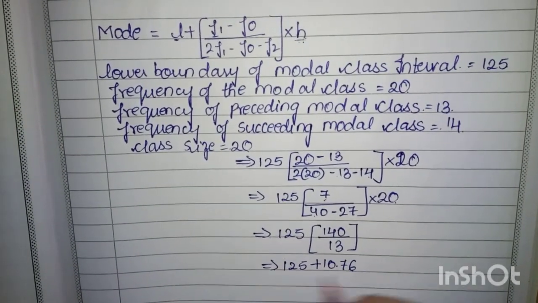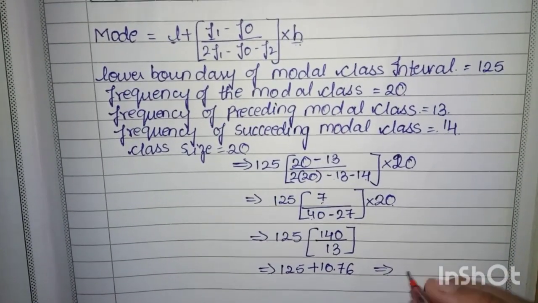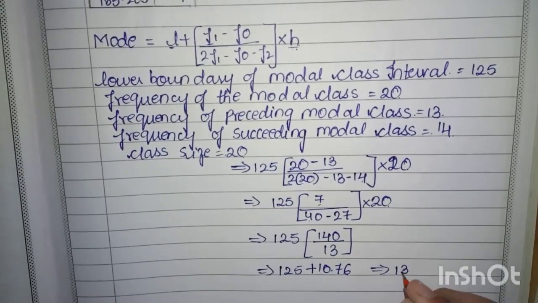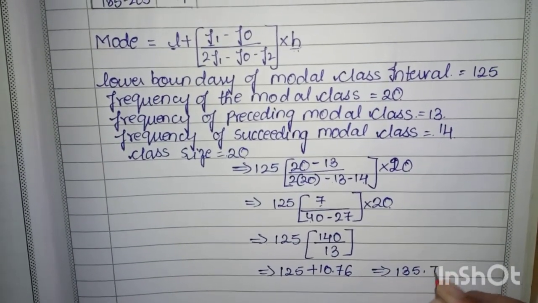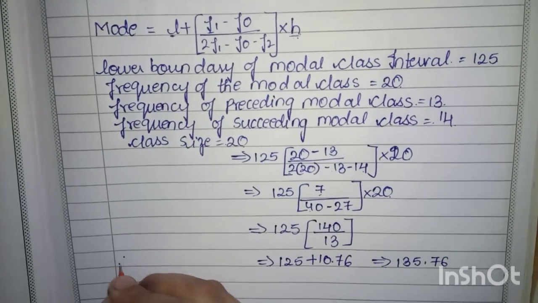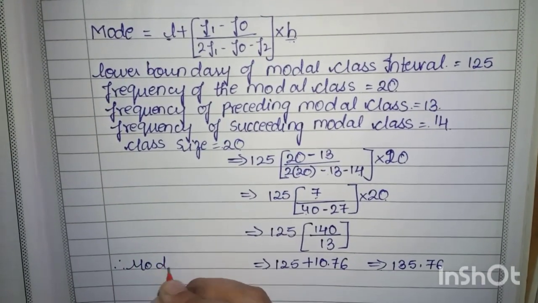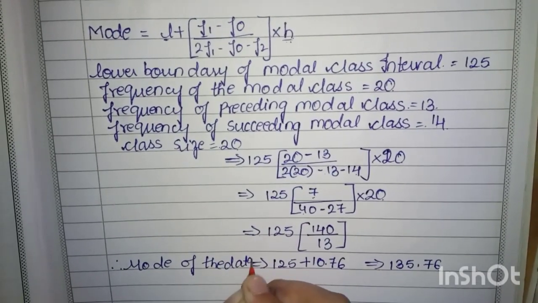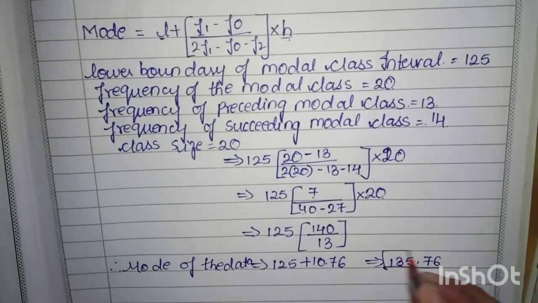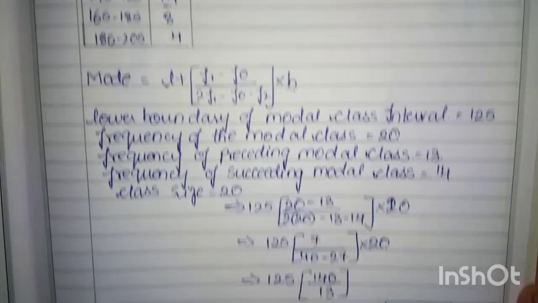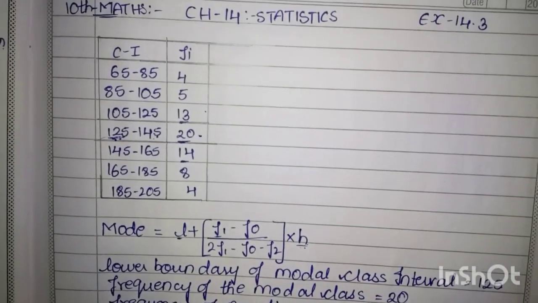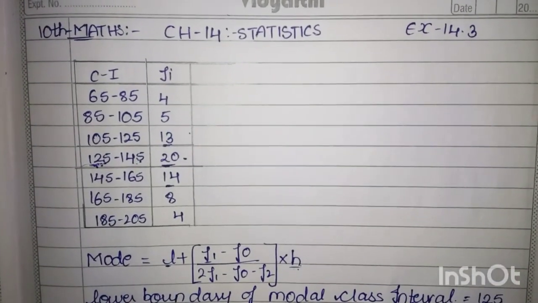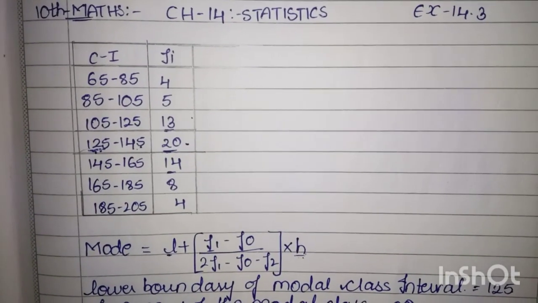Okay, so on addition, it will be equal to 135.76. So therefore the mode of the data is 135.76. Now we found the mode, but wait, the answer is still not completed. We need to find the median and mean of the data.